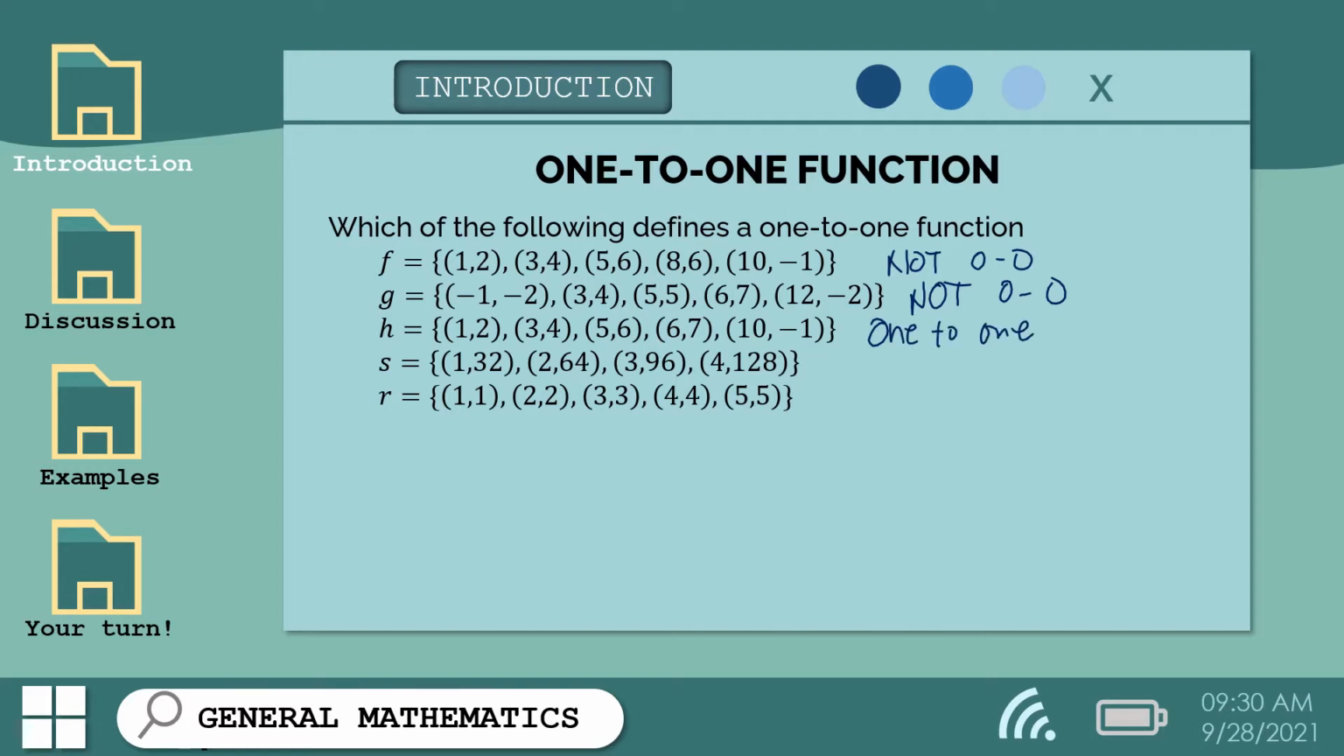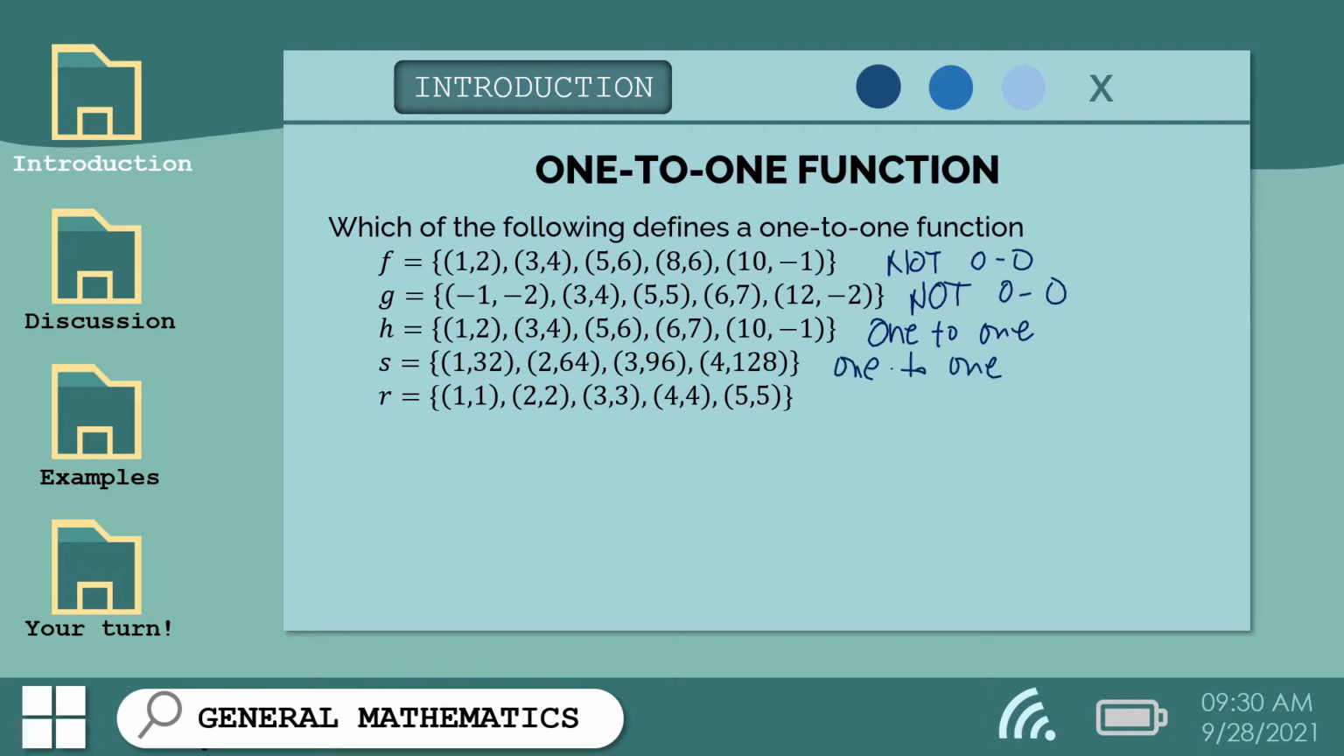Next, yung s naman po natin. Tingnan po natin, yung 1 sa 32, yung 2 sa 64, yung 3 sa 96, yung 4 sa 128. Then dito, 32 sa 1, 64 sa 2, 96 sa 3, 128 sa 4. Walang x values dito na nakapair sa higit sa isang y value. Ganun din po yung y value, walang higit sa isa na nakapares sa ating y value. Okay, so therefore, this is an example of a 1-to-1 function.